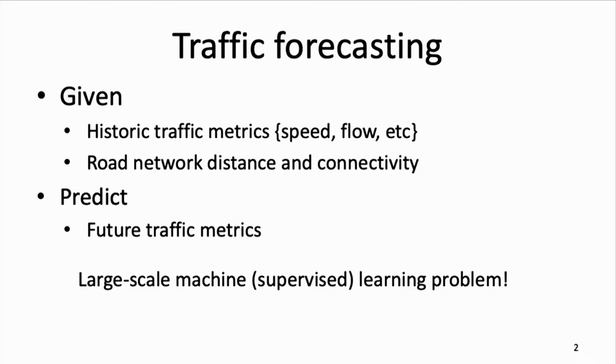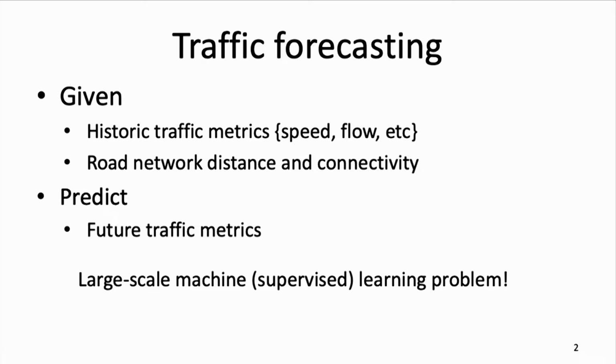So the problem here is, given the historic traffic data like speed, flow, and the distance matrix or connectivity between locations on the road, we want to forecast the future traffic, the same metrics like speed, flow. So it's a large scale machine learning problem.